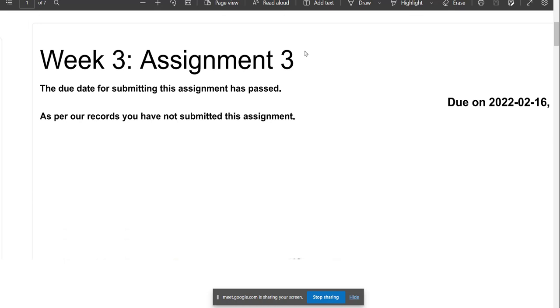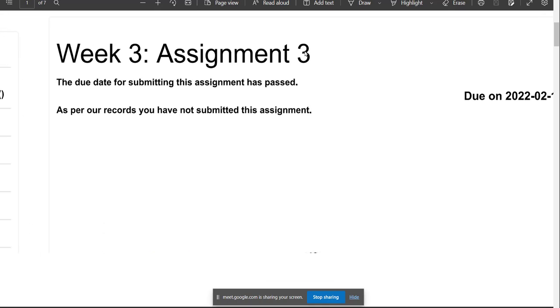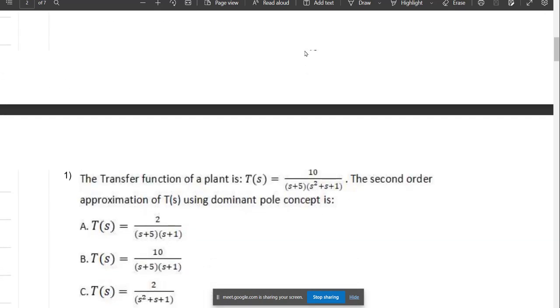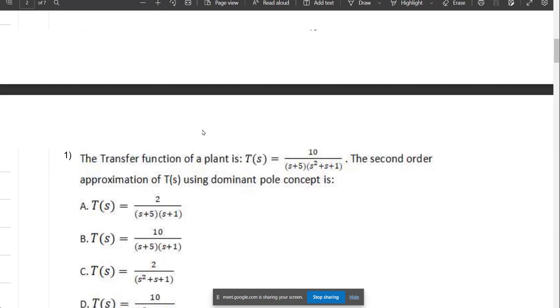Okay, so week 3 assignment 3 previous year questions we are going to solve. The first question here is: the transfer function of a plant is T(s) = 10 / ((s + 5)(s² + s + 1)). The second order approximation of T(s) using the dominant pole concept is.